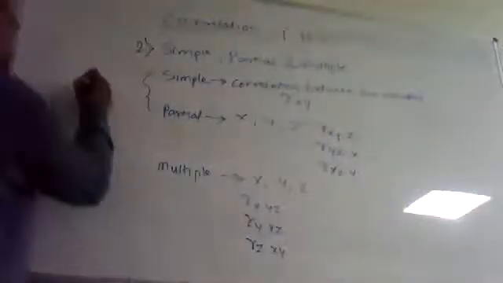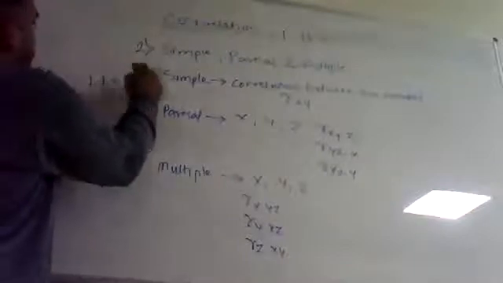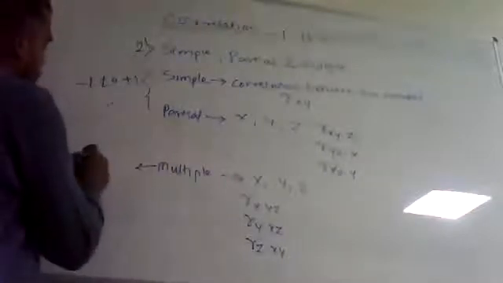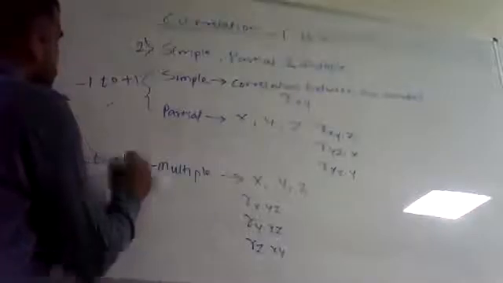The range of these two correlation coefficients, simple and partial, is -1 to +1, but the range of multiple correlation is 0 to +1. Any doubt in this?